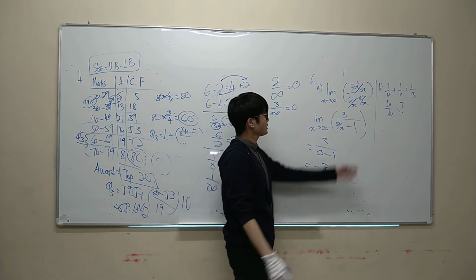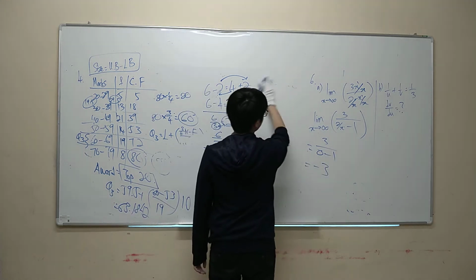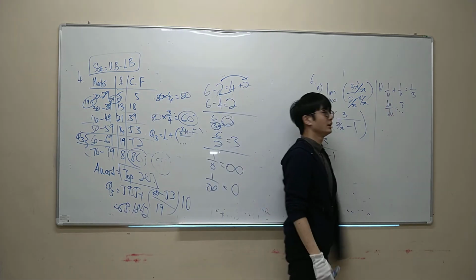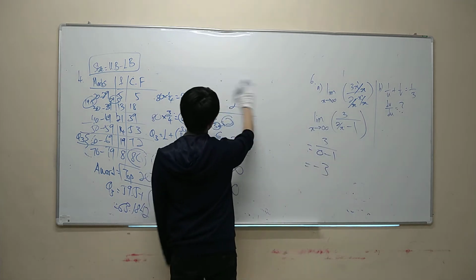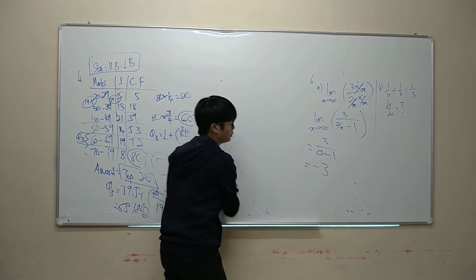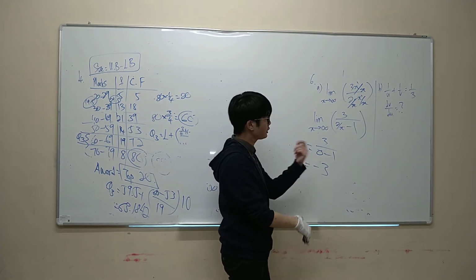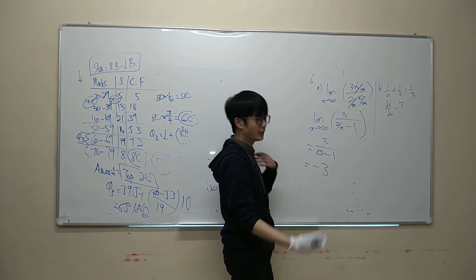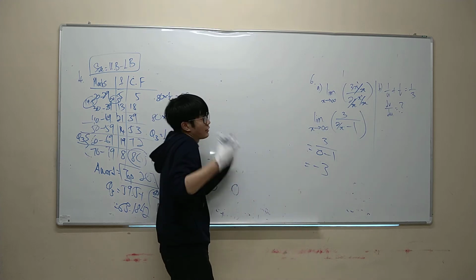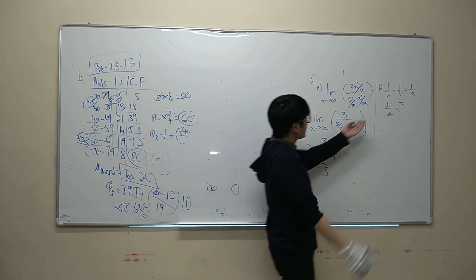Alright? That's all. Next, 1 over u plus 1 over v equals 1 over 3, and then find dv du. Let me repeat again what I said just now. If you want to find dv du, you need the equation of v in terms of u first. Alright? You need the equation of v in terms of u, and then only you can find dv du.